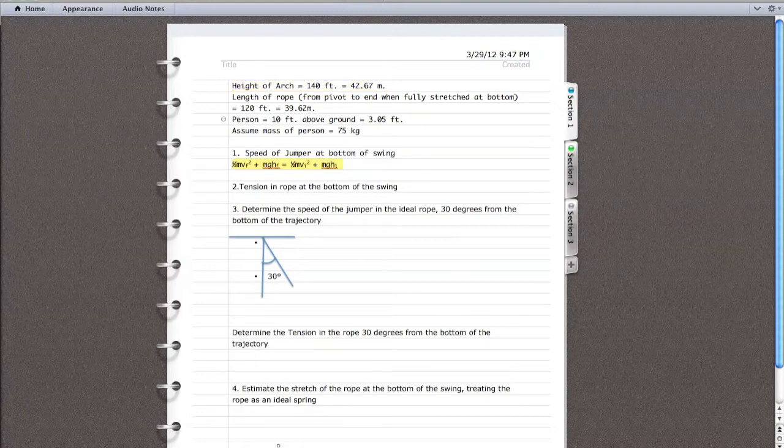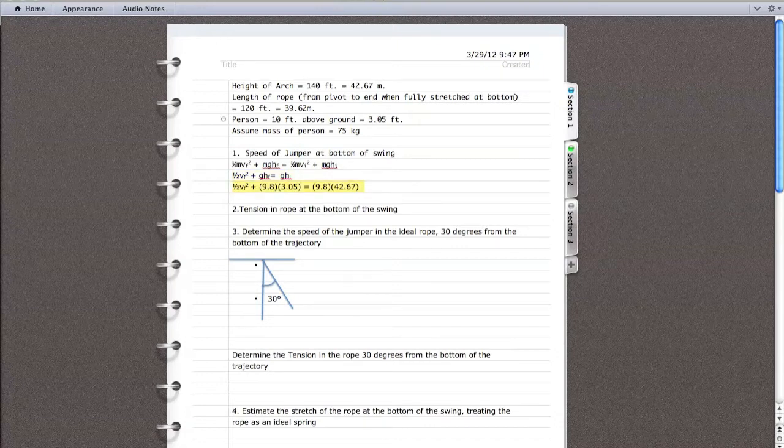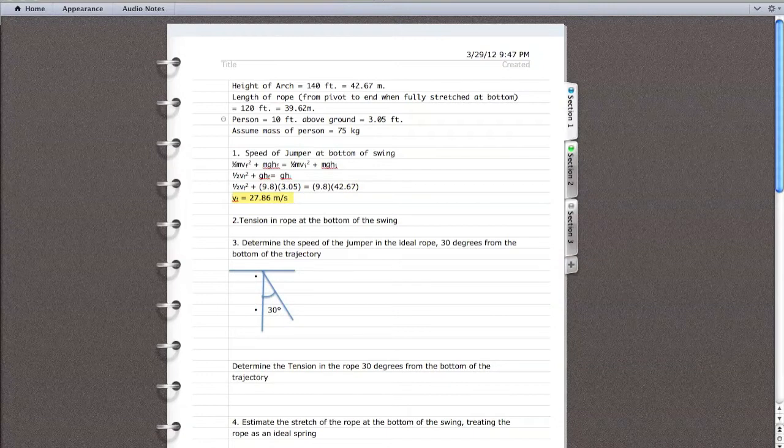The first step is to find the speed of the jumper at the bottom of the swing. We use the energy fundamental principle for this. The initial kinetic energy is not needed because the initial velocity is equal to 0. The masses can all be cancelled. You then solve for final velocity and get 27.86 meters per second.